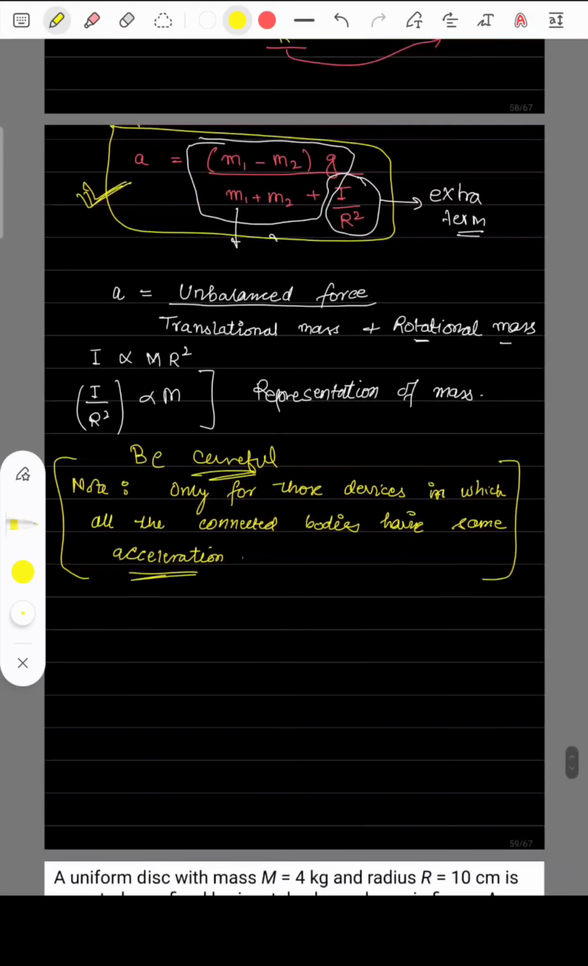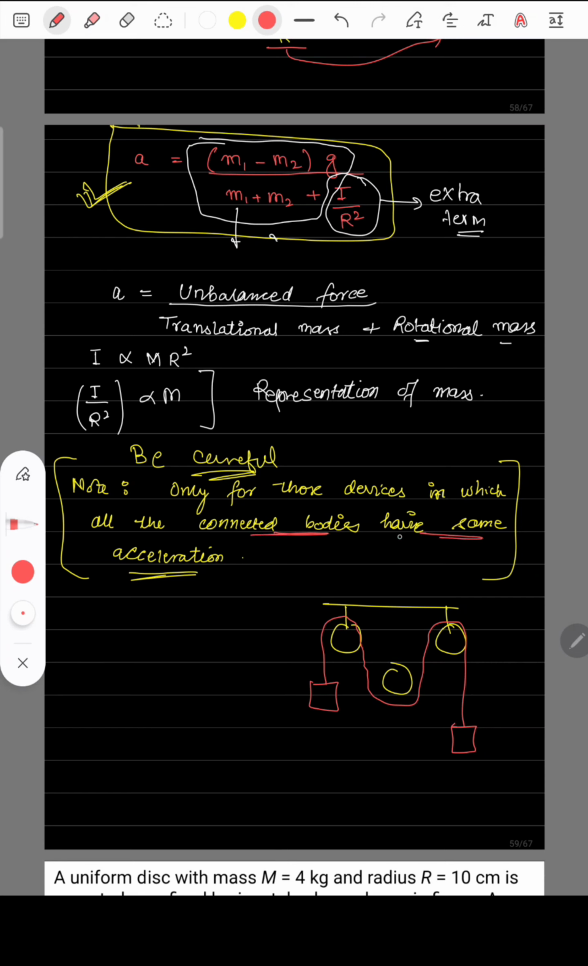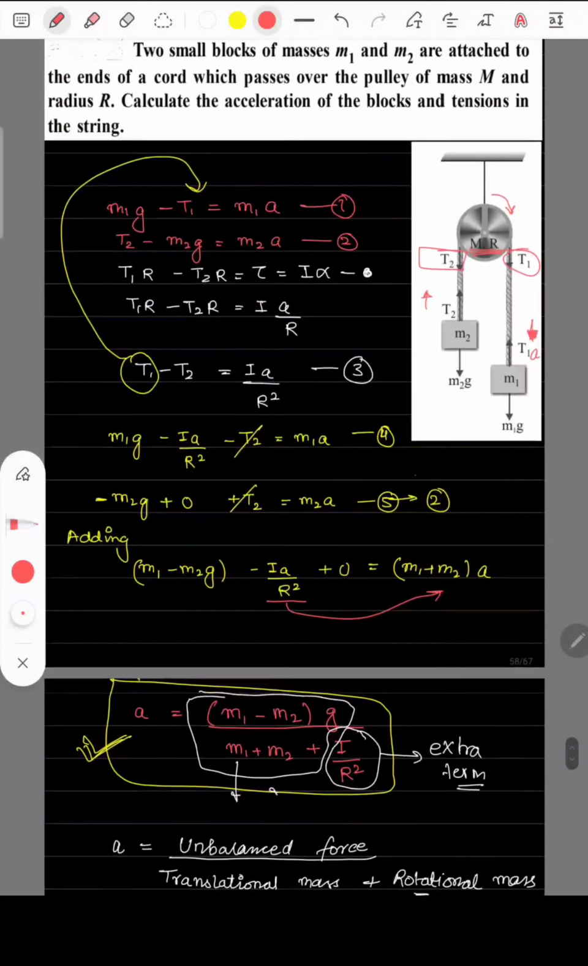Hence, if this pulley system is given, then it is not applicable. Where is it applicable? Only for those devices in which all the connected bodies have the same acceleration magnitude. Here we can see the acceleration of mass m1 and m2 will be the same, hence we can apply.